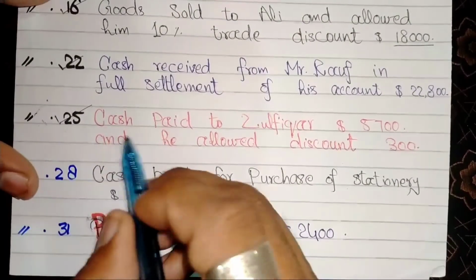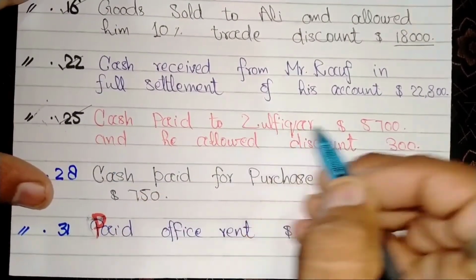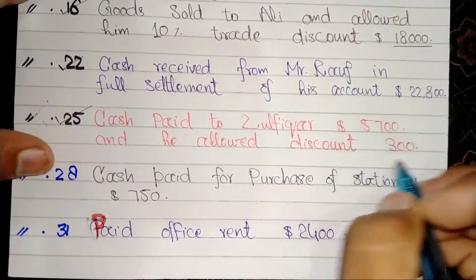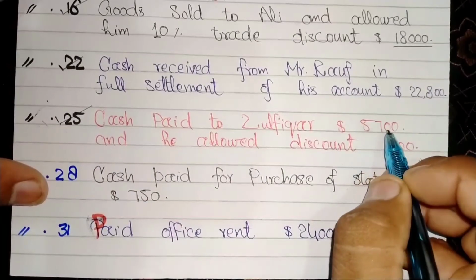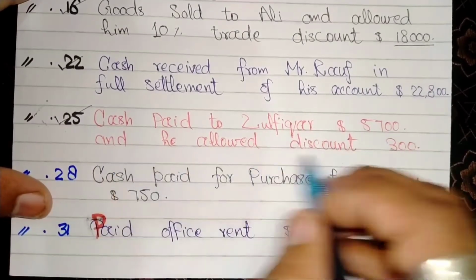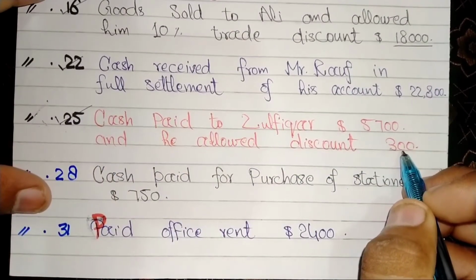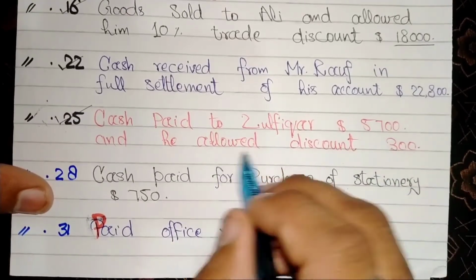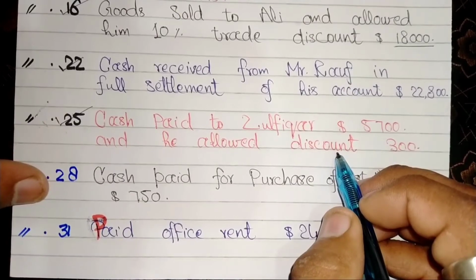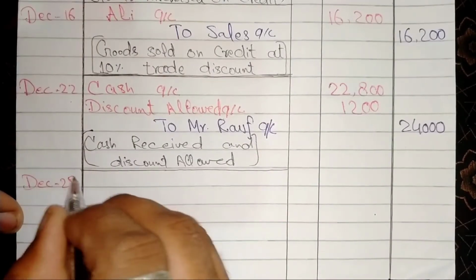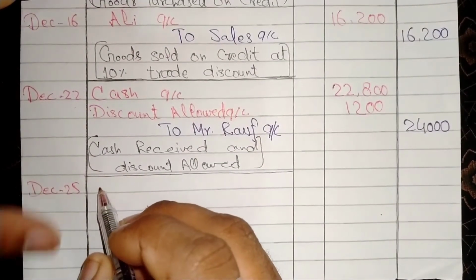So on date now, the business pays partial payment to Mr. Zulfikar, which is $6,000. In $6,000, cash paid to Zulfikar $5,700 and he allowed discount to business $300. Right? It will be discount allowed by Zulfikar and it will be discount received for the business. December 25. So the entry will be in the accounts of the business.